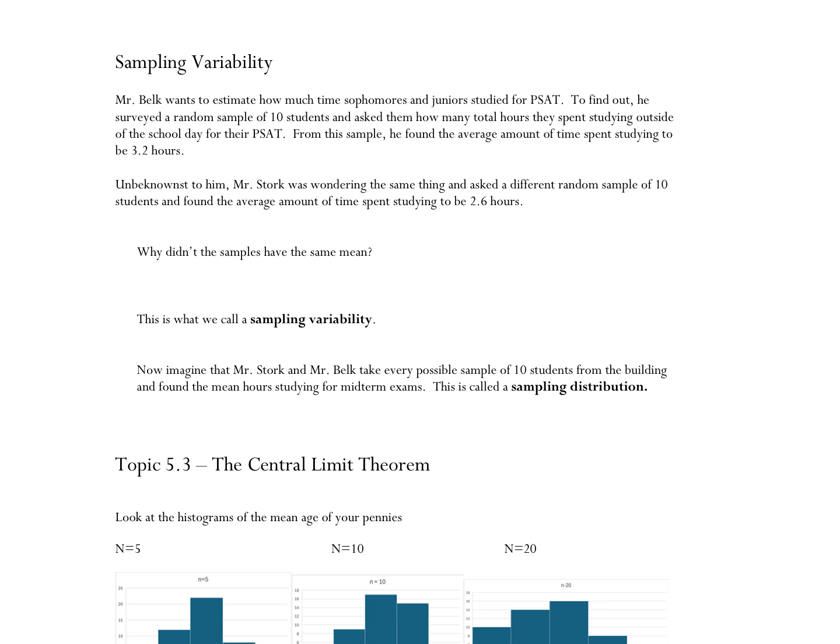Okay, so we've talked about the values, our statistics, the ones we measure from our samples, being variables. So I want to talk a little more about what we call sampling variability. Let's say that Mr. Belk wants to estimate how much time sophomores and juniors spent studying for the ACT, or for the PSAT. So Mr. Belk takes a random sample of 10 students and asks them how many hours, and he finds that the mean for his sample was 3.2 hours.